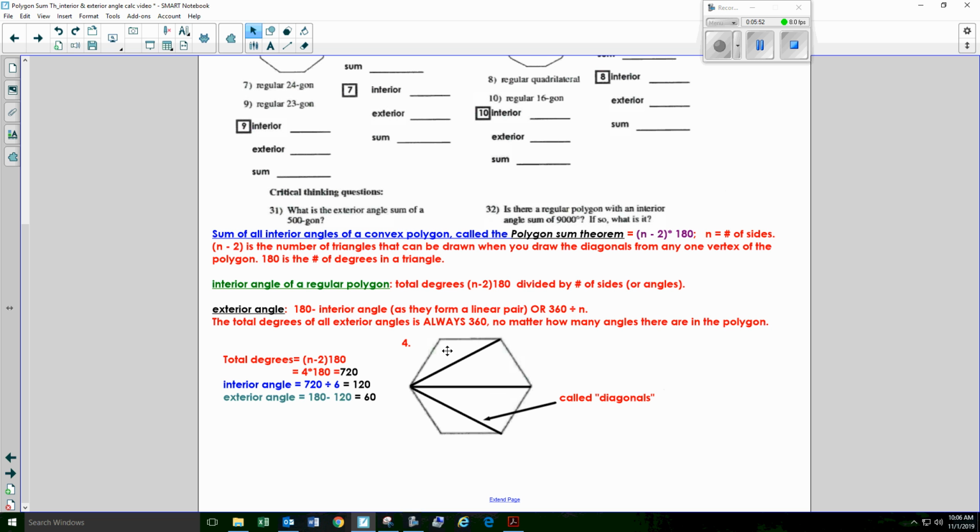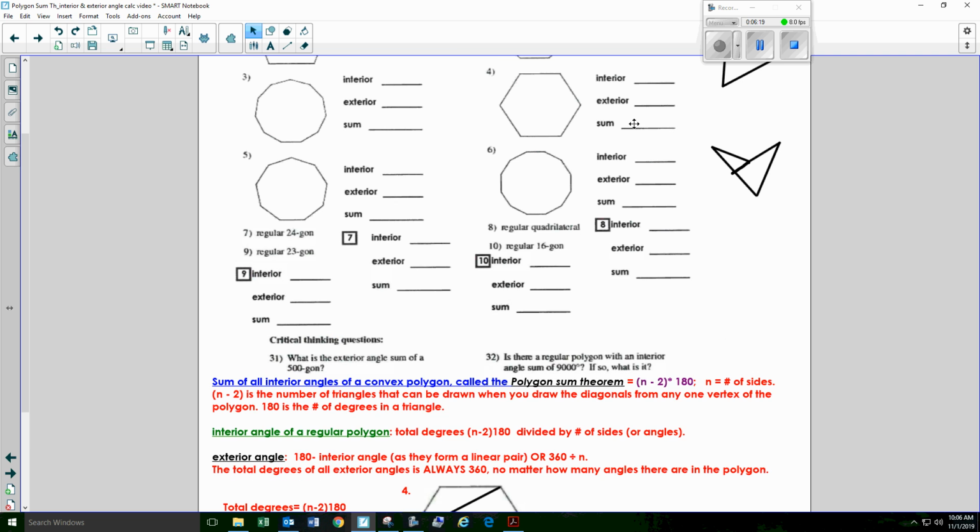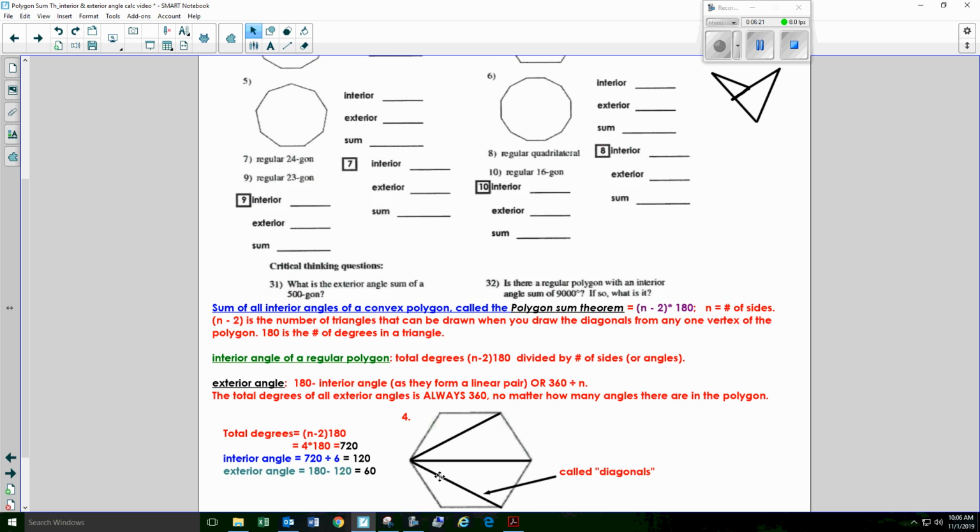Well, notice that creates 1 triangle, 2 triangles, 3 triangles, 4 triangles. And we know every triangle is 180 degrees. So that's why it's n minus 2, because you'd always be able to create 2 less triangles in your polygon than the number of sides itself. So 6 minus 2 is 4, as we see right here, times 180 is 720 degrees. So the total degrees, that's the sum for number 4 up here, would be 720 degrees.